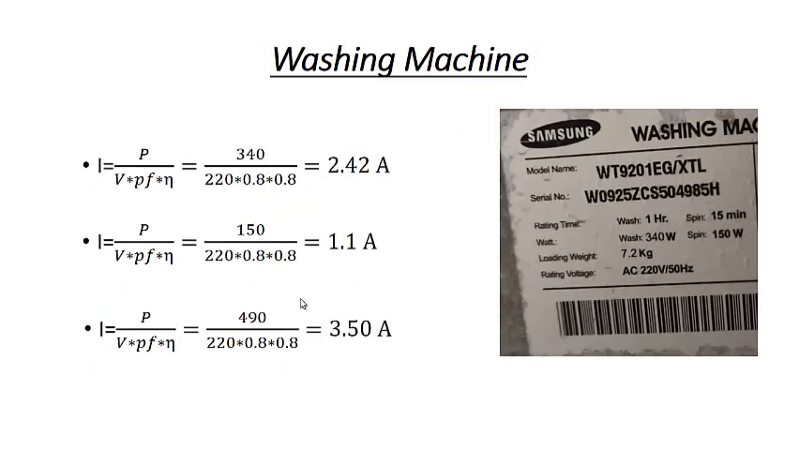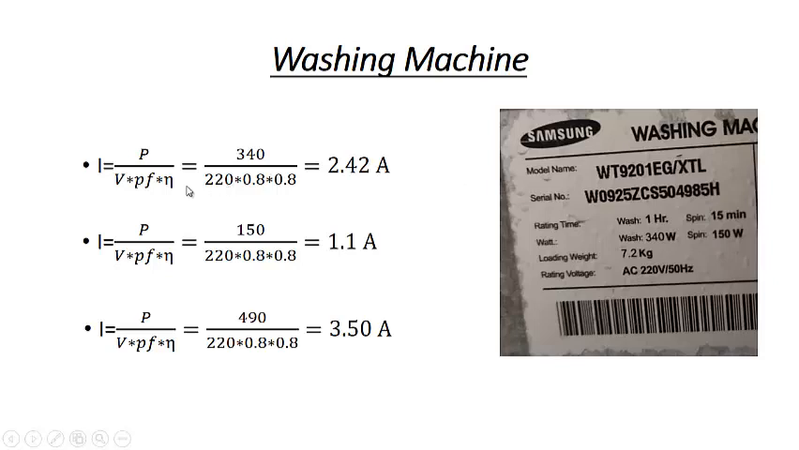Now coming to another appliance, that is the washing machine that we use. In the case of a washing machine, you will see that we have two motors, or two separate chambers. One is for washing and one is for spin. The wash motor is usually a bigger motor, whose power rating is 340 watt, and for spin its power rating is 150 watt.